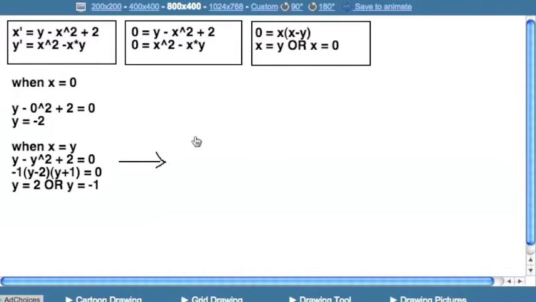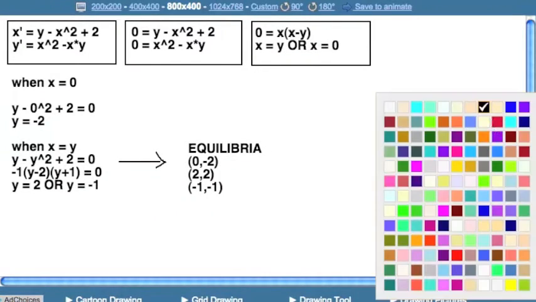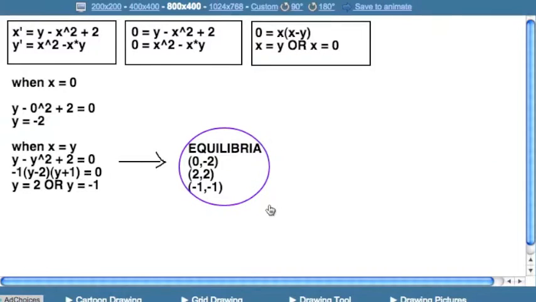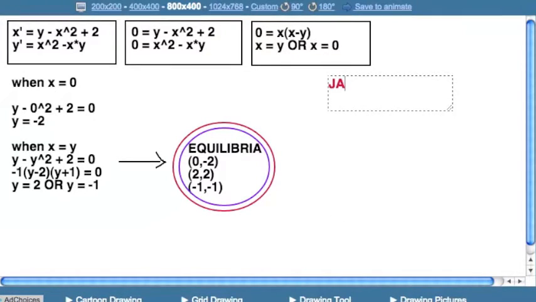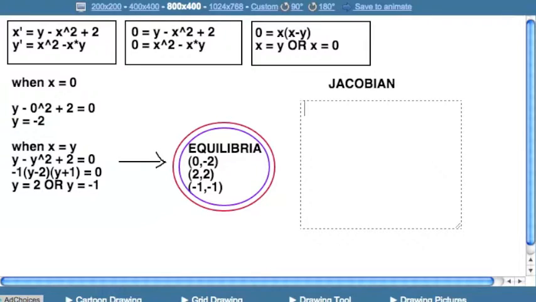Now we can draw a conclusion from this that the equilibria are (0, negative 2), (2, 2), and (negative 1, negative 1). With these equilibria, now what we want to do is make the Jacobian matrix, and we will use our system of equations to do so.